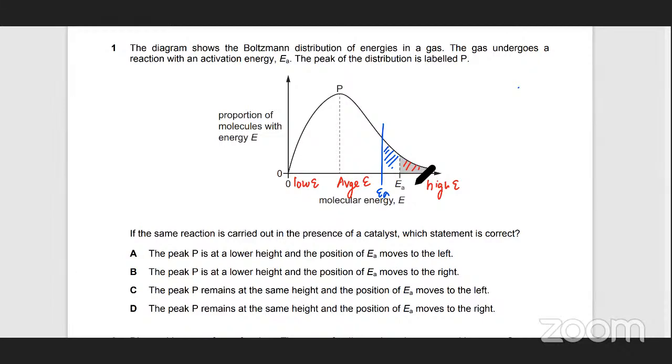So the peak P is at a lower height. That's all incorrect. The shape of the graph is not going to change. It's going to remain the same height. So it's either C or D. Position of EA moves to the left. That's correct. So C is correct.